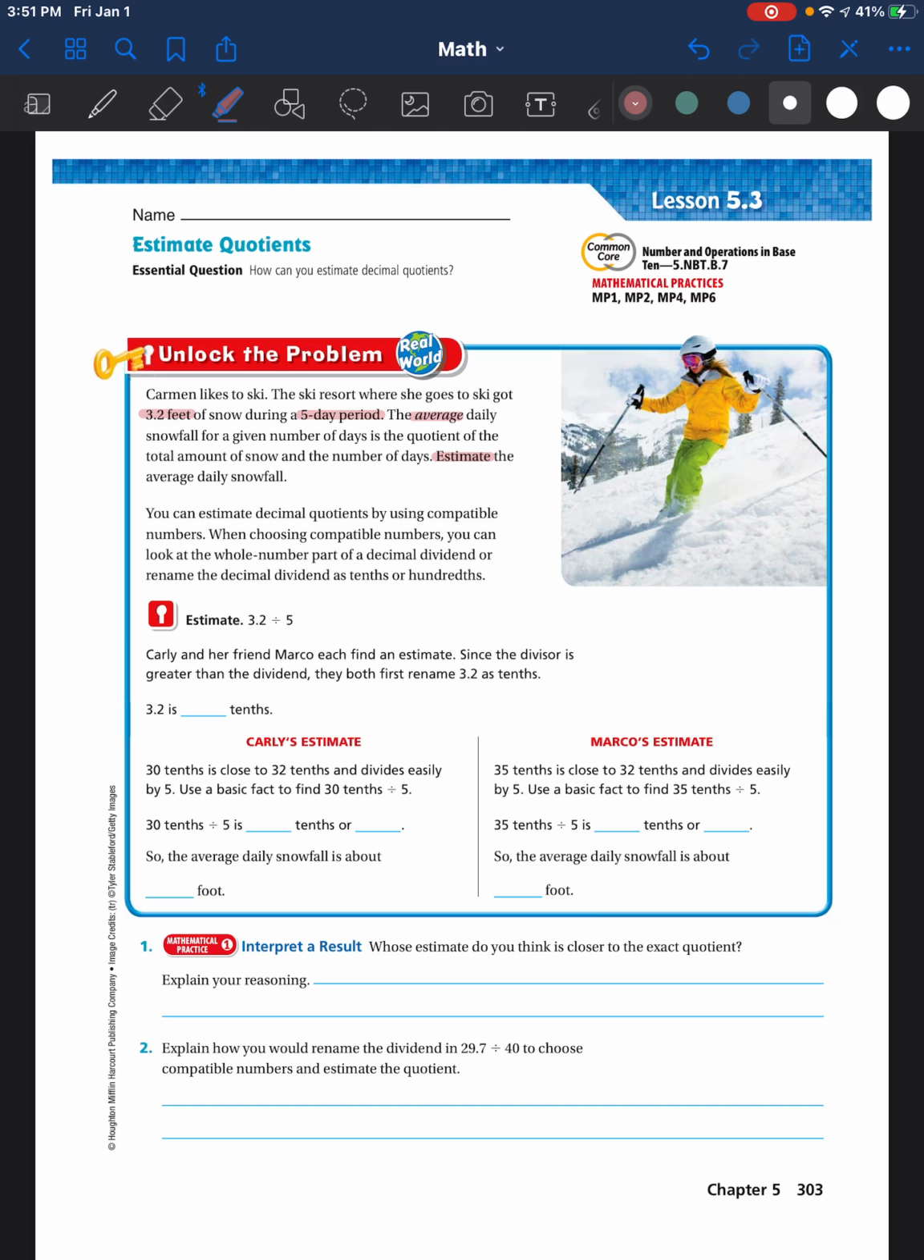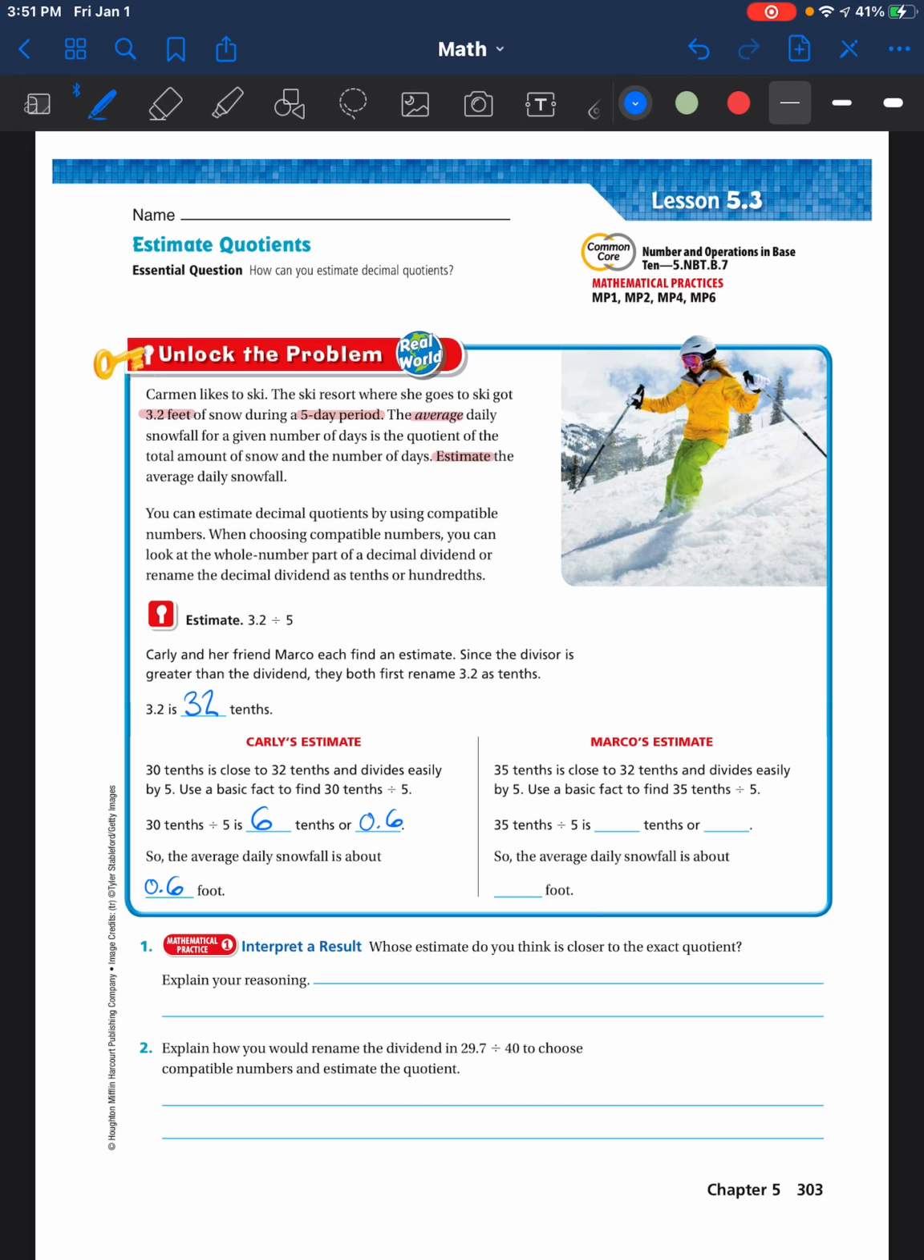It says Carly's estimate: 30 tenths is close to 32 and divides easily by 5. Use a basic fact to find 30 tenths divided by 5. Well, 30 divided by 5 is 6 tenths, or written as a decimal would be 0.6. So the average would have been 6 tenths, or 6/10 of a foot.